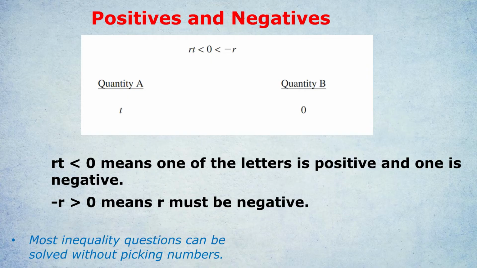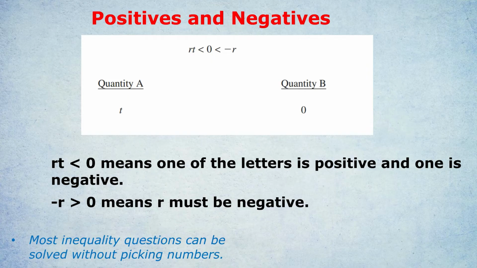But how does that help? The question's about t. We put that information from the second inequality back into the first. We know that one of r or t is negative and the other one must be positive. And if r is the negative one, t must be the positive one. And if t is positive, quantity A is bigger than quantity B. And that's the type of logic I want you to use for positive and negative kind of questions.